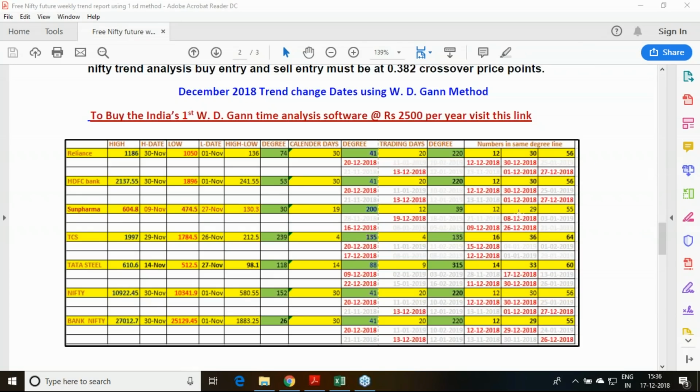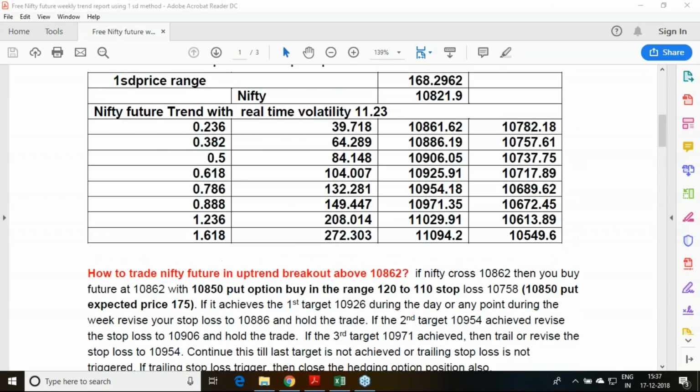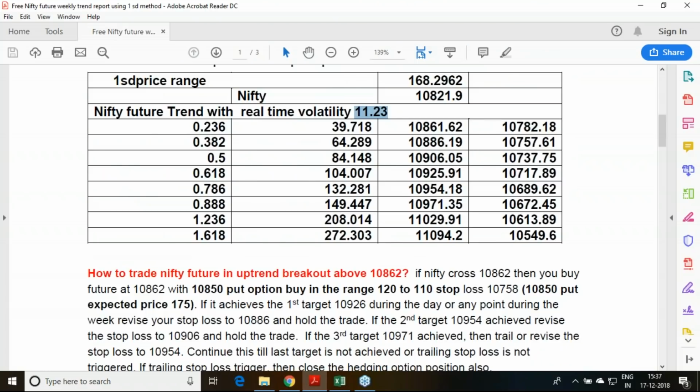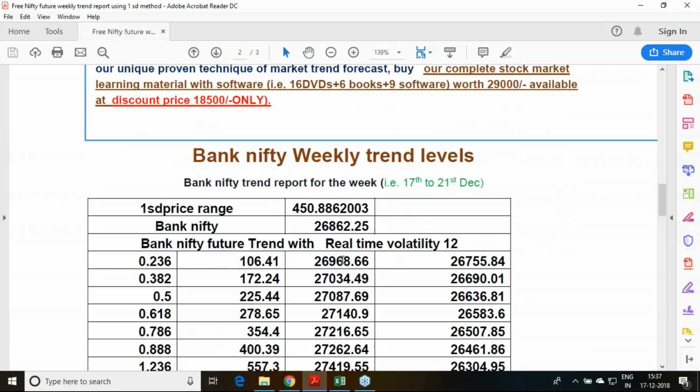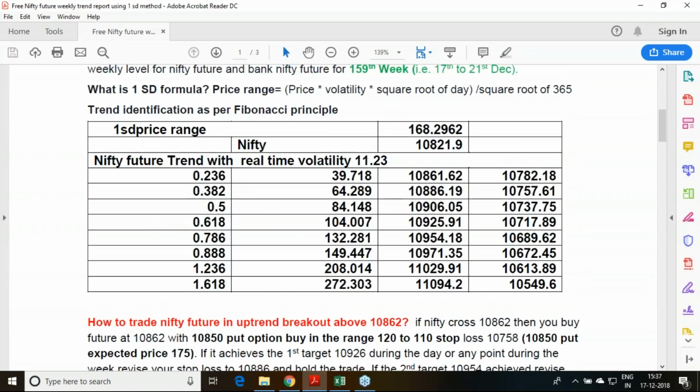The very reason for accepting the mathematical style of trading is that you'll know how your trend calculation is done and what the implication of those calculations is on the real market. We estimated the real-time volatility of Nifty at 11.23%, and for Bank Nifty at 12%. These are the levels the method has calculated.